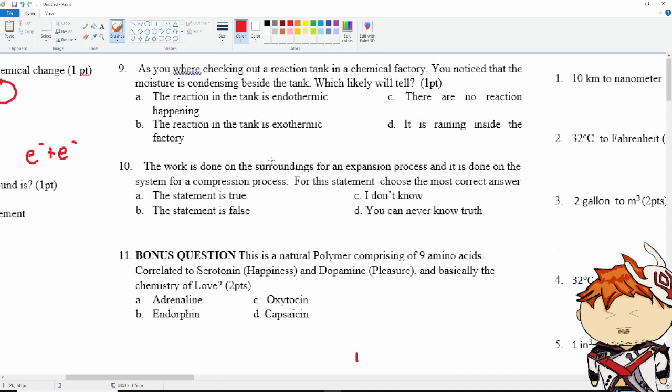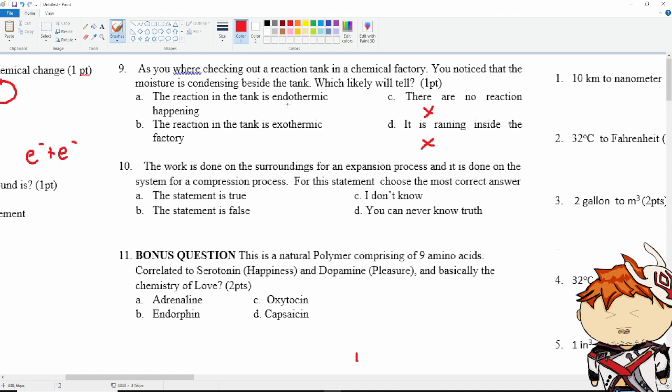As you're checking out a reaction tank in a chemical factory, you notice that the moisture is condensing beside the tank. So the tank is probably cold, and that's why it's condensing, right? It's a reaction tank, so there should be a reaction. It is raining inside the factory. So is endothermic happening, or is it exothermic?